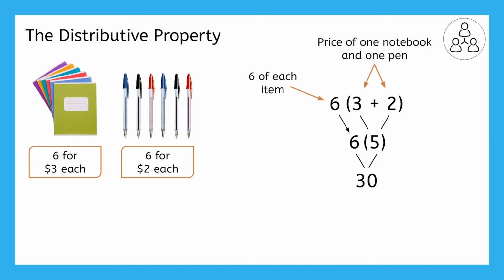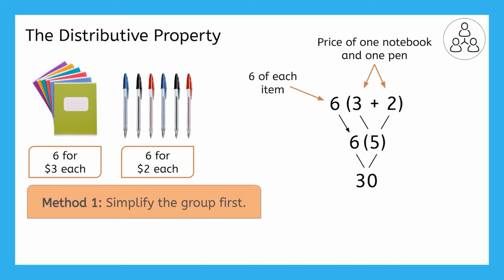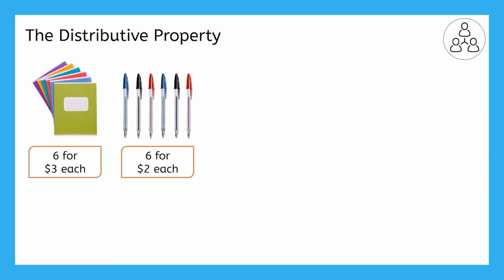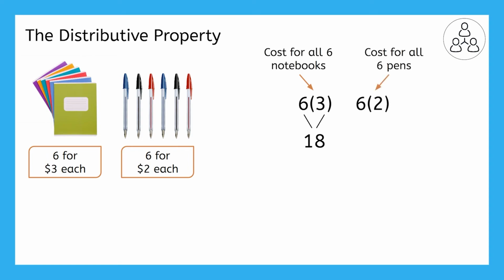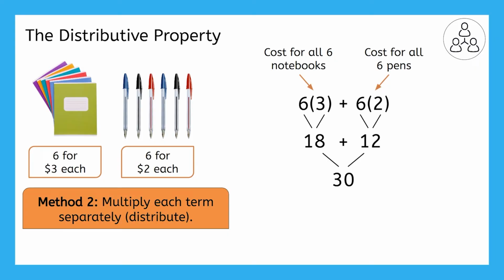How is this process familiar? Right, it follows gems and simplifies the group first. How else could you find your total cost? Yeah, you could start by finding the cost for all 6 notebooks by multiplying 6 times $3 to get $18, and then find the cost for all 6 pens by multiplying 6 times $2 to get $12. Added together, this total is still $30. This method is known as distribution.